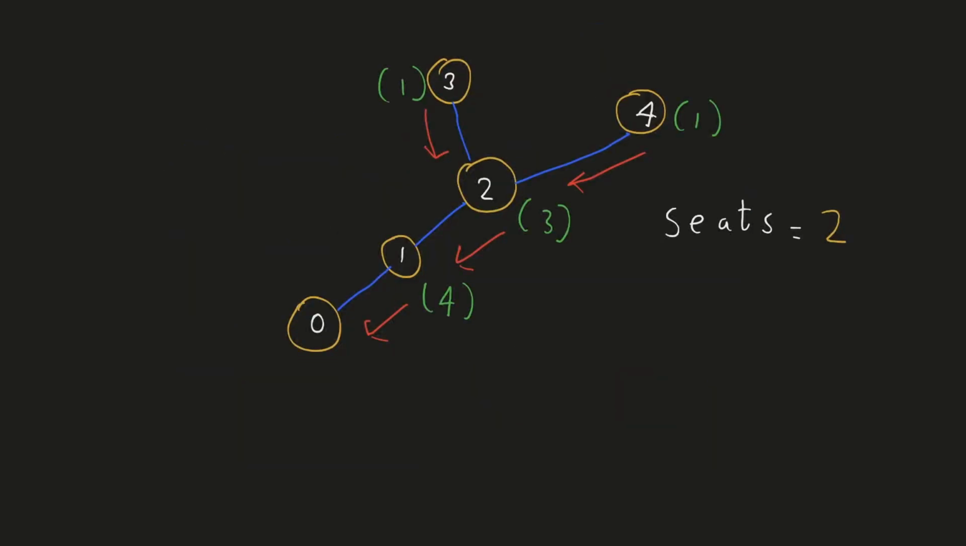Let's calculate the number of cars that we'll need. From city 4, only one person will be traveling to city 2, hence only one car will be needed. Similarly, for city 3, only one car will be needed. From city 2, 3 people will be traveling to city 1, hence 2 cars will be needed. And from city 1, 4 people will be traveling to city 0, hence 2 cars will be needed. So we'll need 6 liters of fuel. Even though 5 people will be at city 0, they don't have to travel anywhere. Hence, they will not consume any fuel.